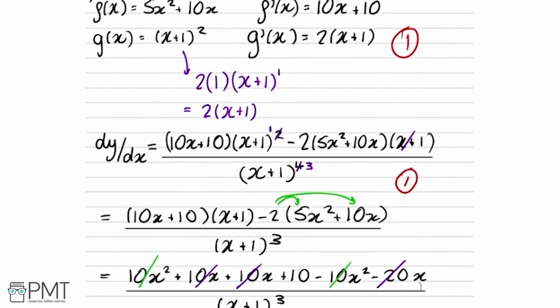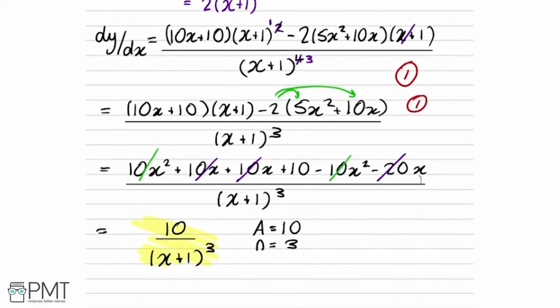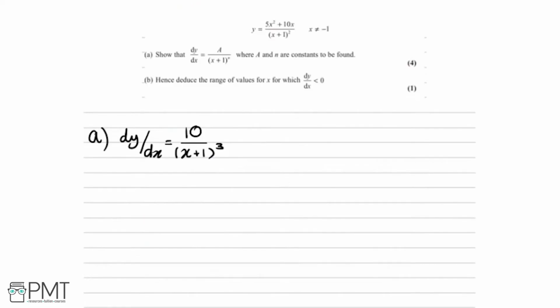We then get a third mark for this step here where we do simplify it down and factorise or cancel out the x plus 1, attempting to simplify. Then we get the final and fourth mark right here where we get the correct simplified expression for dy by dx.